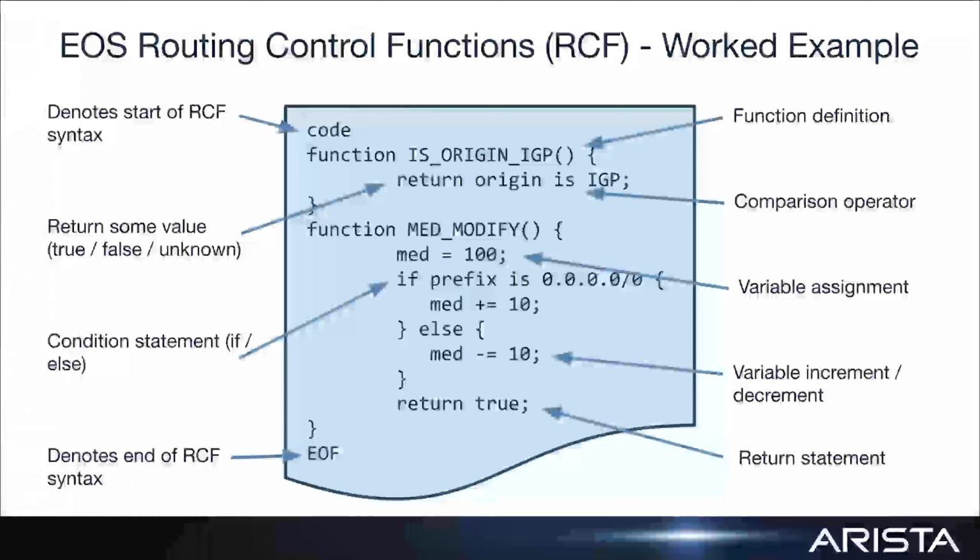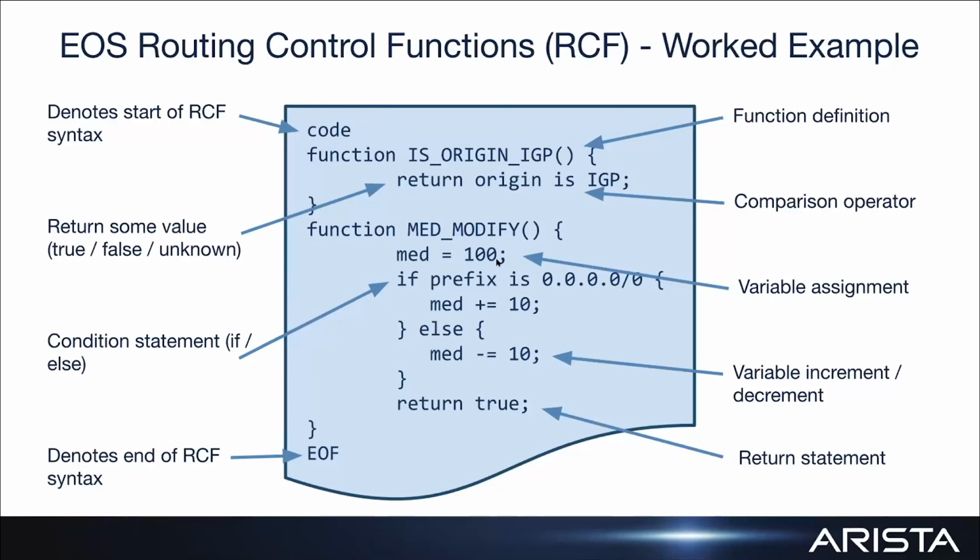Let's take a look at a quick example here. Now, once this is committed to the running config, we have this text code at the top, and that denotes the start of our RCF syntax. Then we have our function definition, which is defined with a function name and the opened and closed brackets. And then we have the return value as mentioned, and that could be using a comparison, as we can see here. So for example, if the origin of our route is our IGP, then we will return true. Otherwise, we will return false or possibly unknown.